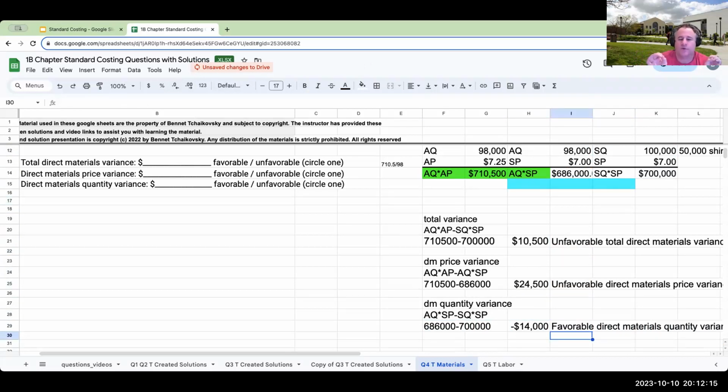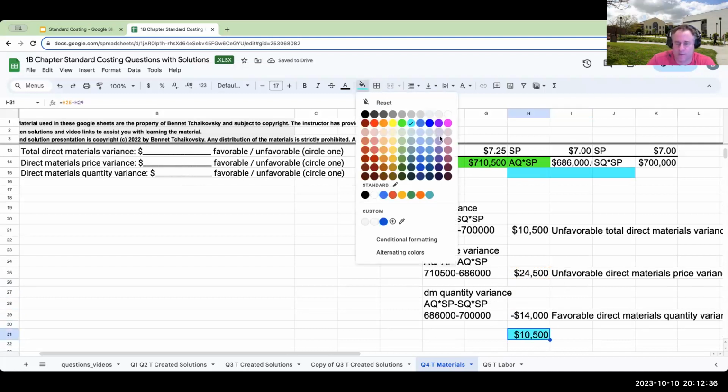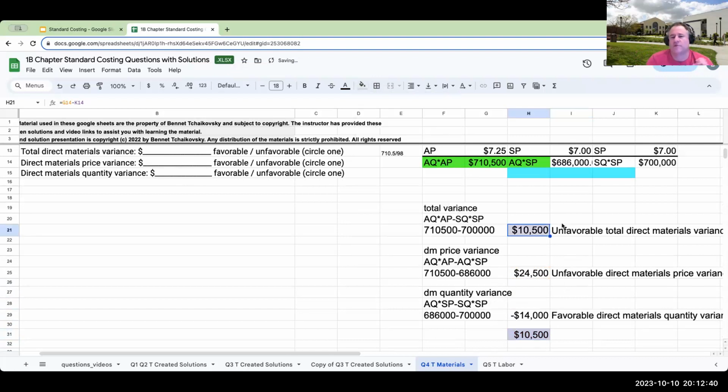So I've gone through and I have identified the three different variances. Now, why did I have you compute the total variance? Because we need to check our work. Right over here, I'm going to add 24.5 to 14. And guess what? Does this equal our total variance? This 10.5 is equal to over here our 10.5. And the answer is yes, it has to equal.